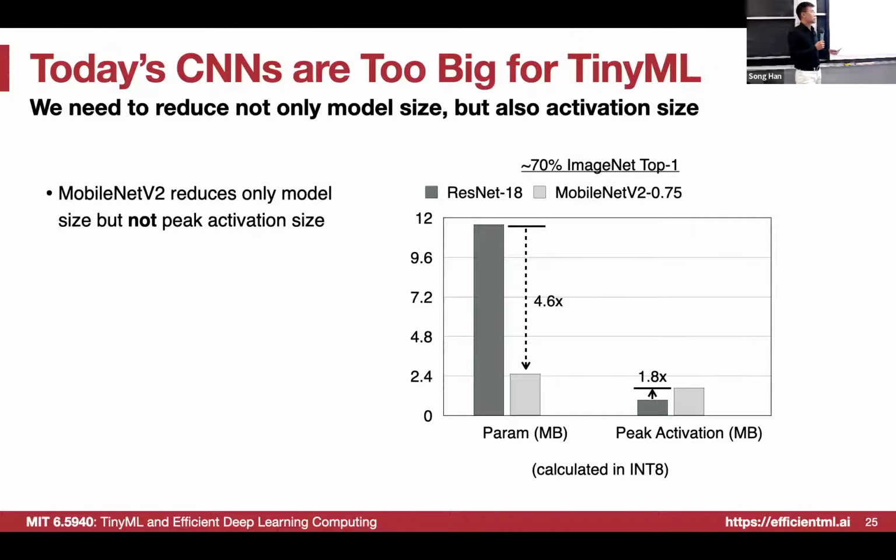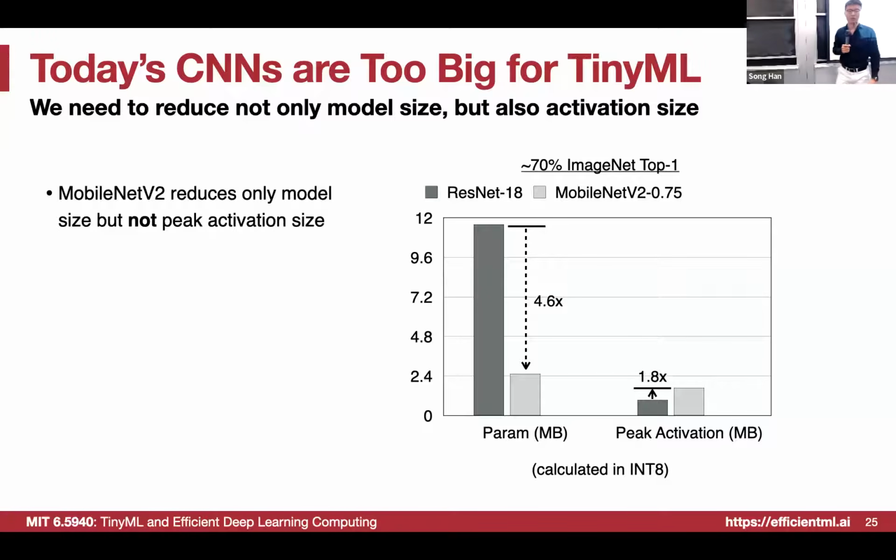So a key question is, we want to not only reduce the model size, which concerns the flash, but also the activation size, which concerns the SRAM. Conventional work like MobileNet V2, compared with its previous generation, the ResNet, can drastically reduce the number of parameters, 4.6x smaller parameters. But the peak activation didn't decrease, but increased.